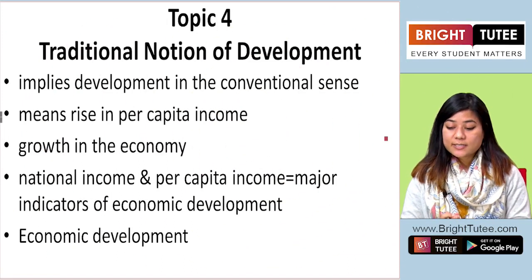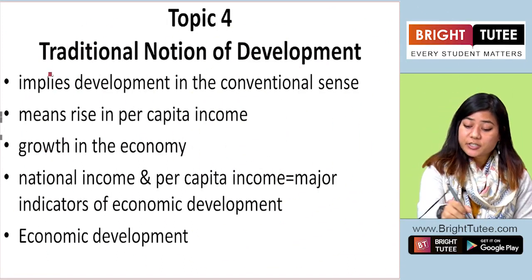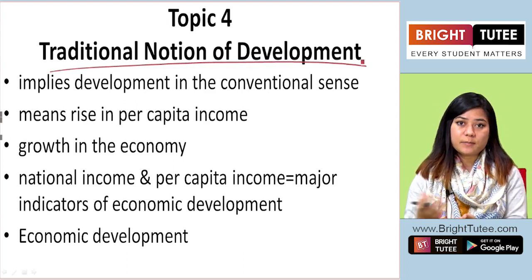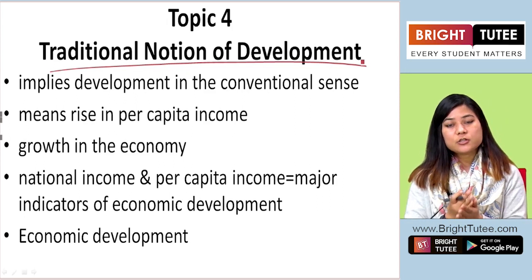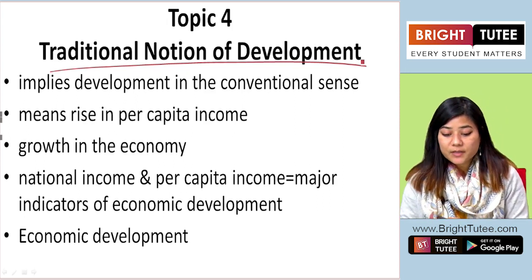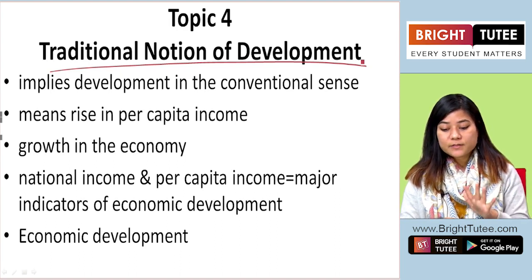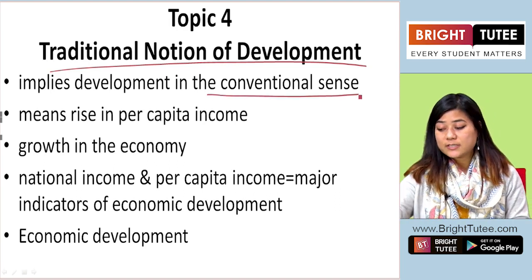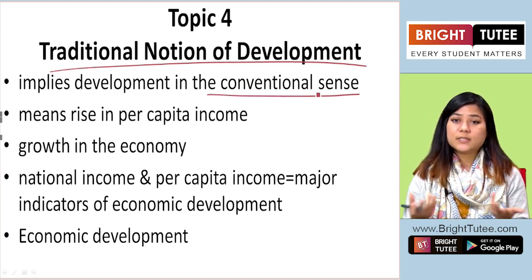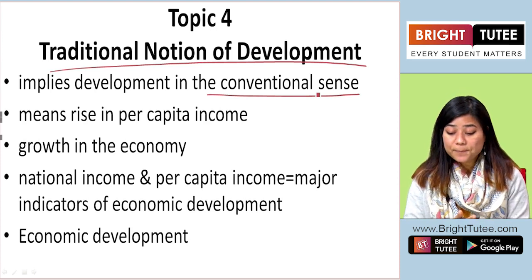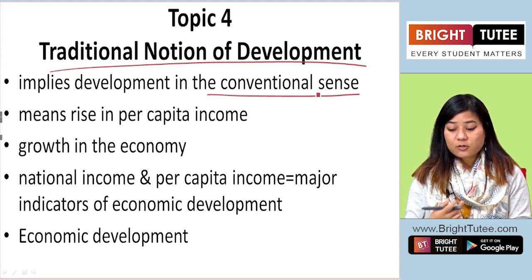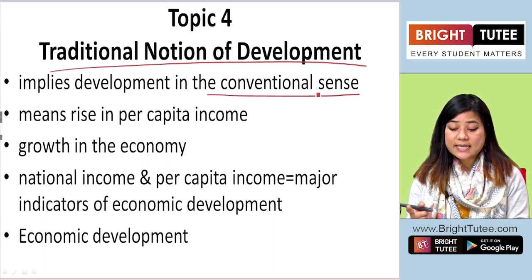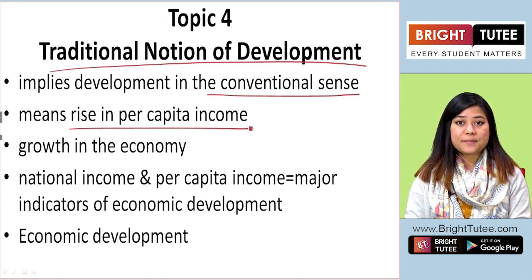Moving on to the next topic, here we'll look at the traditional notion of development, what traditionally was thought to be development. The traditional idea of development implies development in the conventional, most popular, acceptable sense. In the conventional sense, development indicates the rise in per capita income.